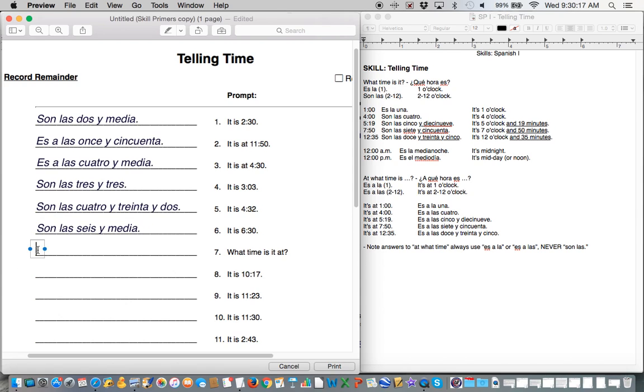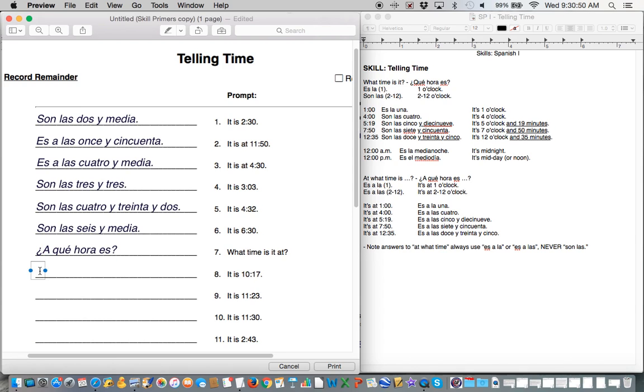What time is it at? This is just a memorization thing. I could explain the grammar behind it, but frankly for Spanish 1 that's not really critical at this point. You simply need to know what time is it at is a qué hora es. You learned qué hora es is what time is it. All we're doing is adding the word at in front of it. So instead of what time is it, we're saying at what time is it.